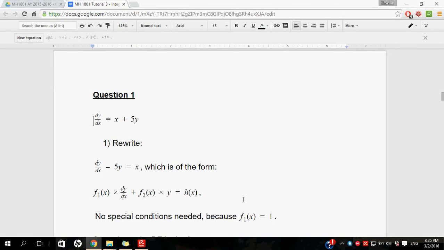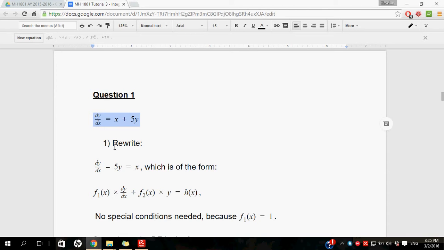Question 1 from Tutorial 3. Here is our differential equation: dy/dx equals x plus 5y. We are going to use the method of integrating factors that we introduced previously.